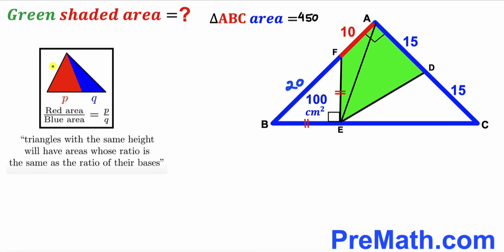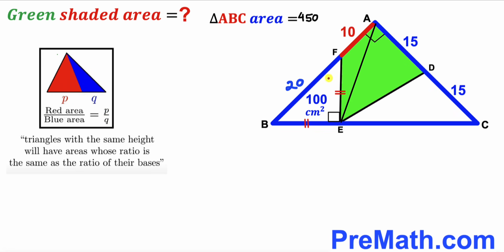If we get these two triangles, the red triangle and the blue triangle, and both of these triangles have the same height, and their respective bases are P and Q, then we can say the triangles with the same height will have areas whose ratio is going to be the same as the ratio of their bases. In other words, the ratio of their areas is going to be equal to the ratio of their bases.